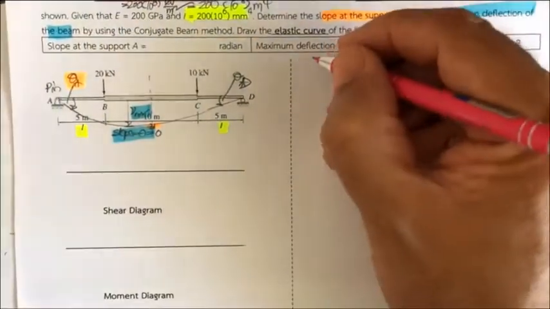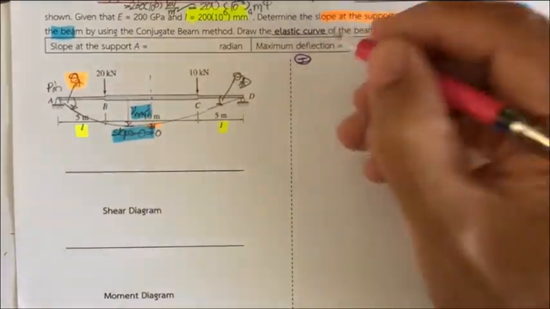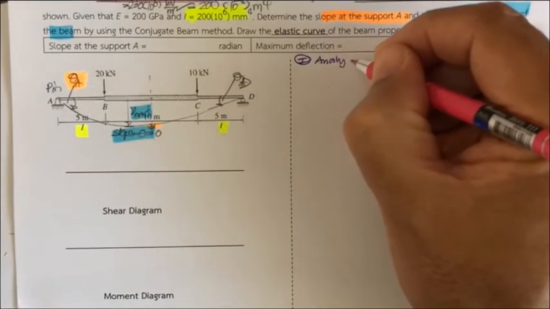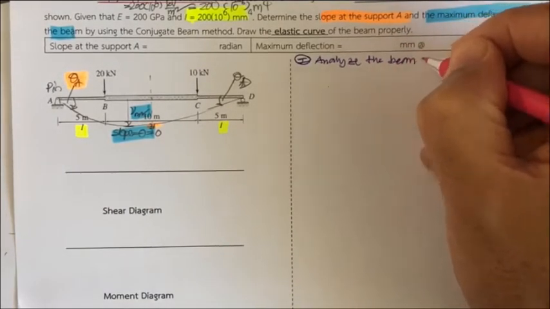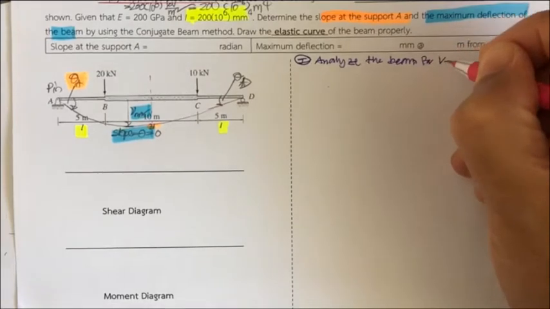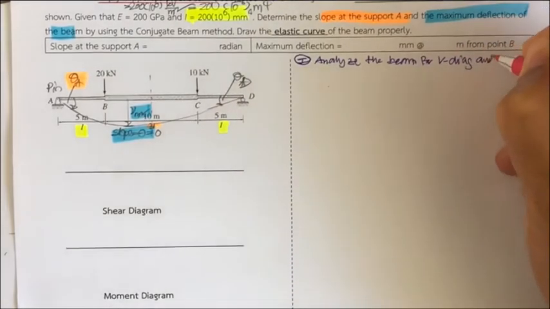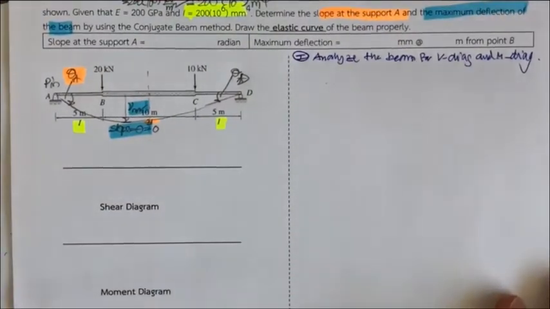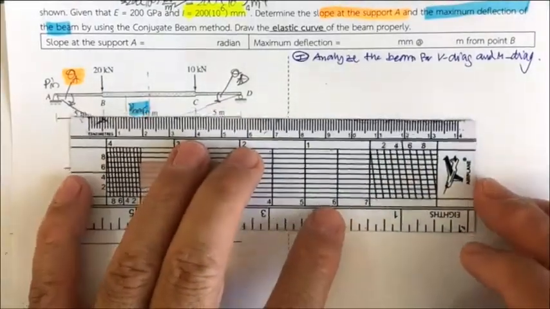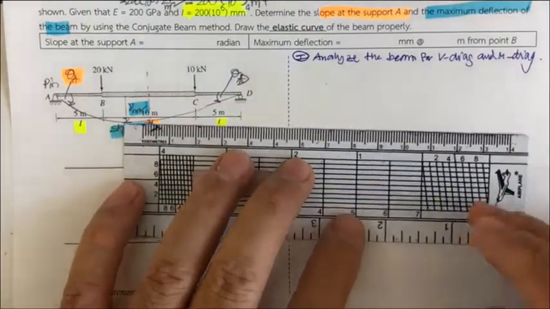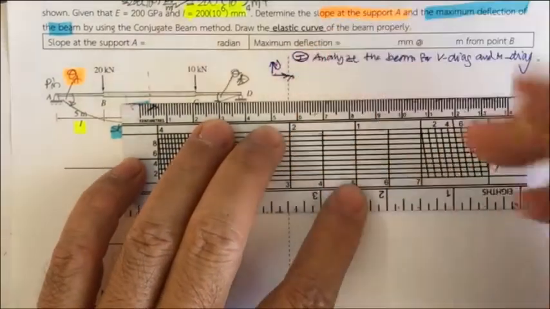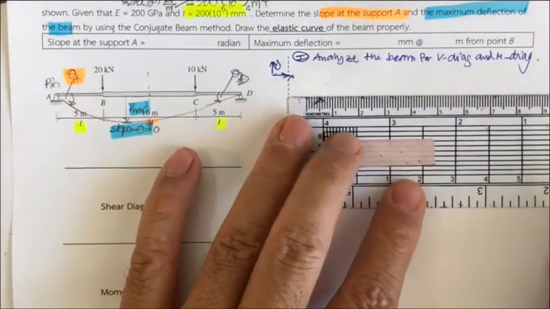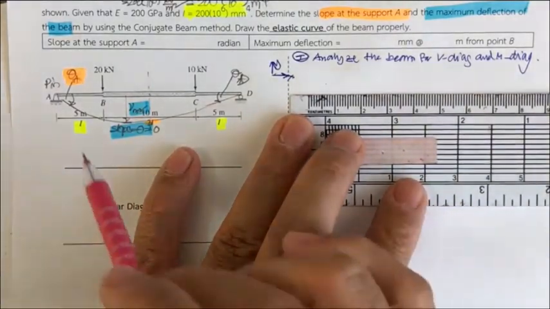Let us start with the first one, analysis. Analyze the beam for the shear diagram and bending moment diagram. Okay, this is a big step. Before we do this, we're going to draw the free body diagram of this beam. Let's set the reference axes, x and y, and we have the beam, let's say 5 meters.